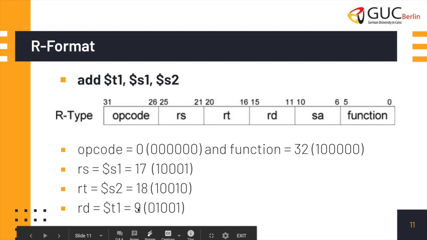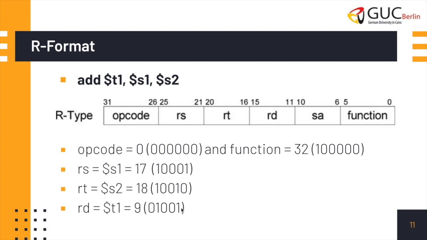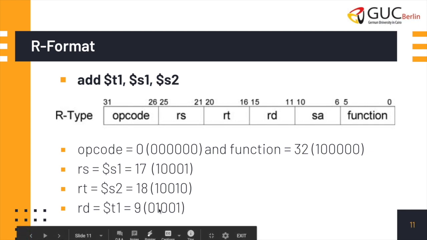Take care, if you convert number 9 from decimal to binary, you will have it on your calculator as 1001. But since this field takes 5 bits, we need to add a 0 at the beginning as the most significant bit. So I cannot just leave it 1001. No, you need to represent it in 5 bits. So if you want to represent it in 5 bits, you will add zeros to the left. Okay?